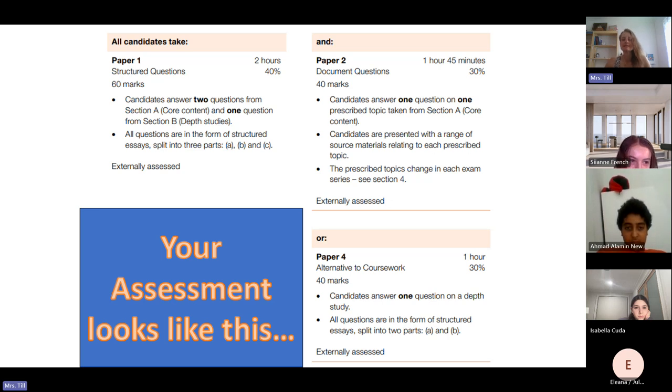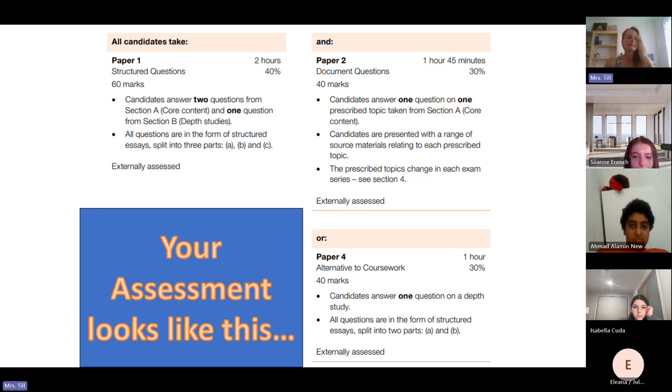It follows the same skills that you have now. So you've got to have knowledge, names, dates. You've got to have strengths and weaknesses. We're particularly interested in cause and consequence. One of the questions, if you remember, was how far was Hitler to blame for the World War? So that's a cause and a consequence. And then we have analysis, so your points of view.